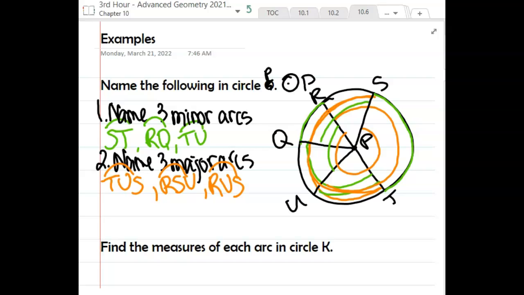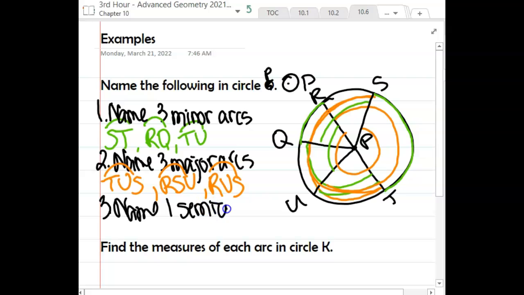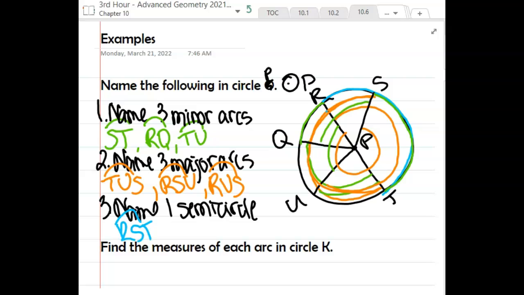And then the last thing, once again on your homework, it's going to say name these semicircles. I just want you to name 1 semicircle. Which really there should just be 2 of them, one going one way, one going the other. But we'll just name 1. What is a semicircle here? Very good. R-S-T. Yep. Okay. Questions on the naming?